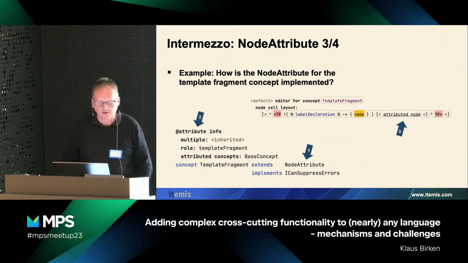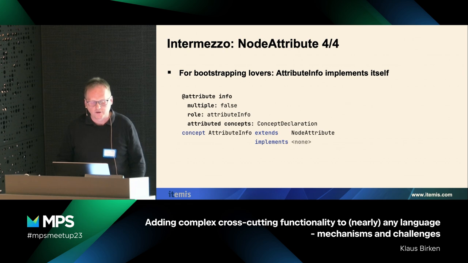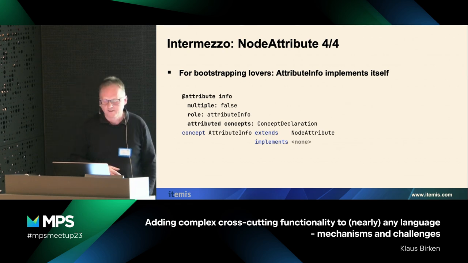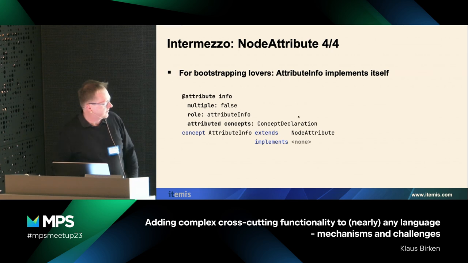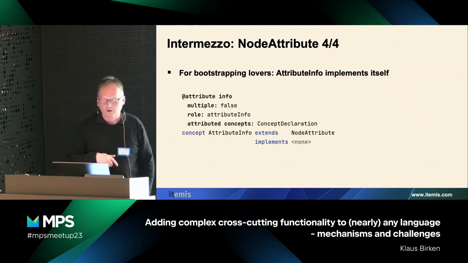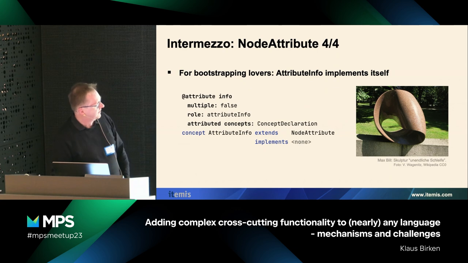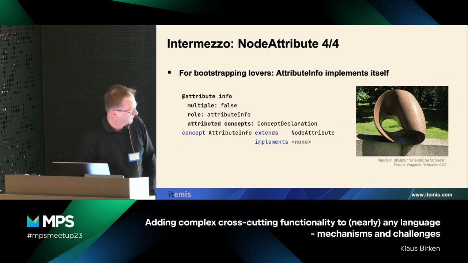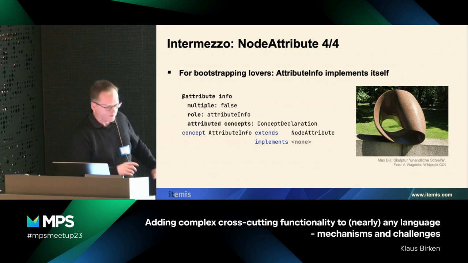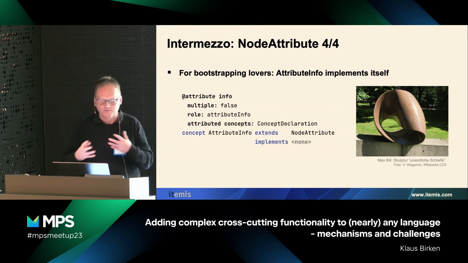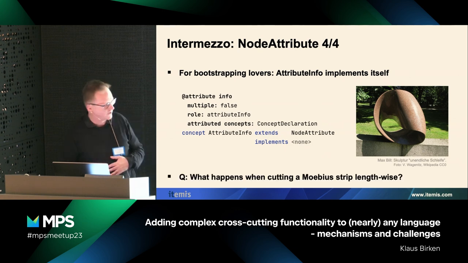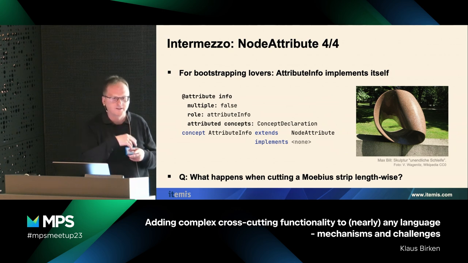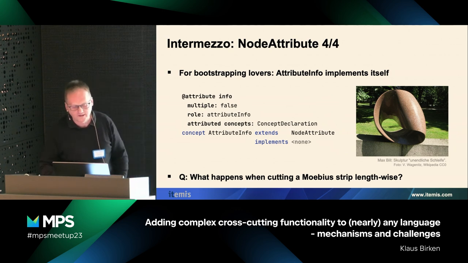Now, I couldn't resist and looked into how the attribute info is implemented. Actually, the attribute info is implemented using itself, which is nice, I think. And if you think about it, also the concept declaration, so its attributed concept, is implemented using itself. When I look at this, I'm thinking of this kind of thing, which is a Möbius strip. If you start thinking about this structure, this is analogous to thinking about the question: what happens when cutting the Möbius strip lengthwise? I don't know if you tried it, and I will return to this later.